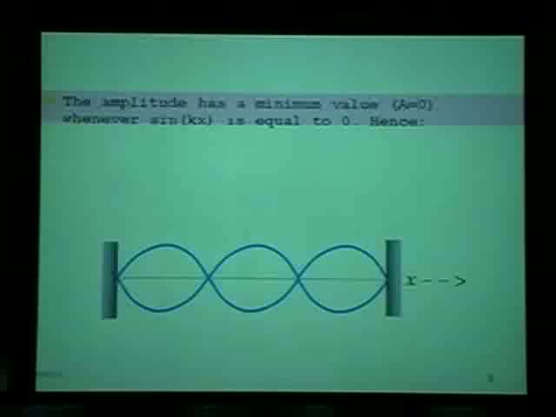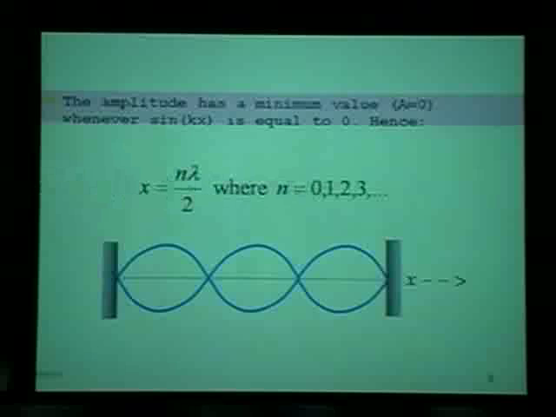For instance, whenever sine kx is equal to 0, we'll have a minimum. And that will occur whenever x is equal to an integral number of half wavelengths, because k by definition is 2 pi over the wavelength. So 2 pi over the wavelength times the wavelength over 2 would just equal pi. So whenever whatever's in the sine is equal to an integral number of n pi, the sine function is 0. Sine at pi is 0, sine at 2 pi is 0, sine at 3 pi is 0, and so forth.